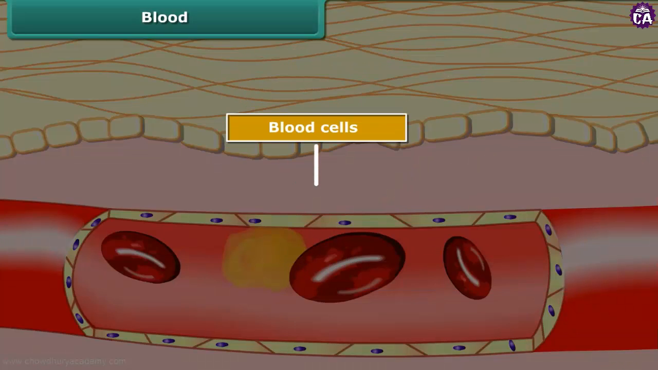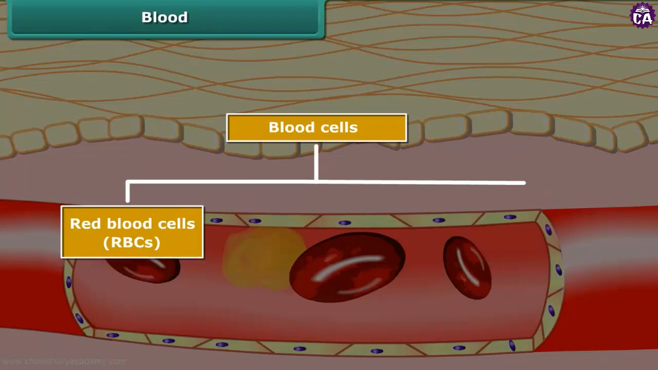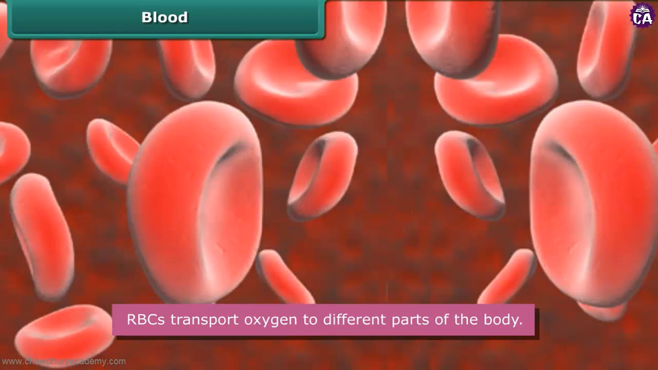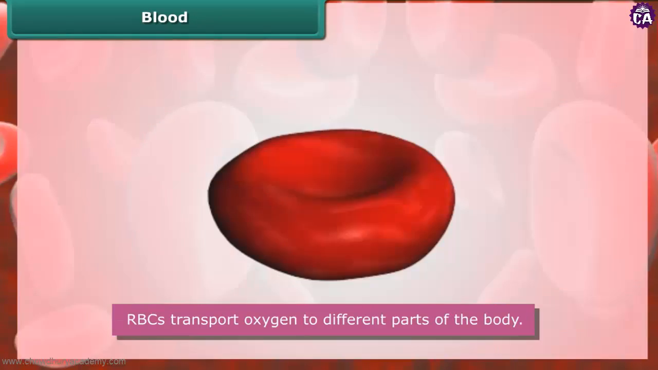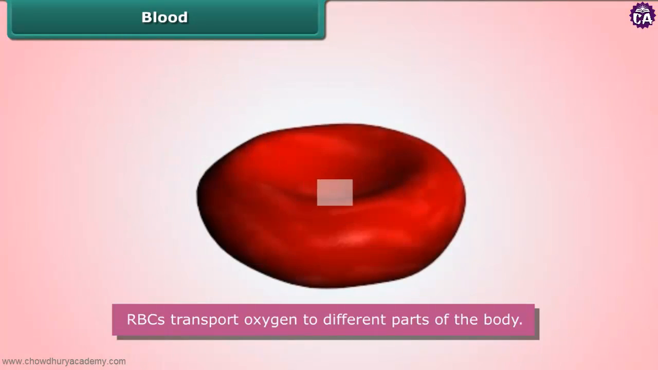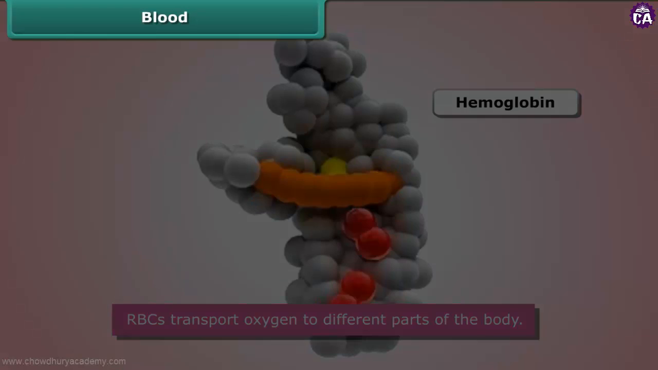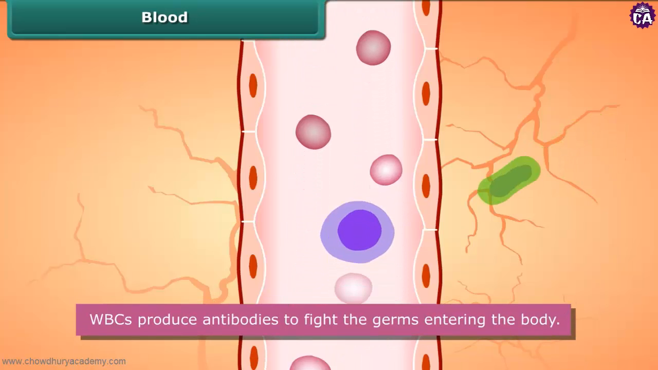There are 3 types of blood cells: red blood cells, RBCs, white blood cells, WBCs, and platelets. RBCs are also known as erythrocytes. They are disc-shaped. They contain a protein called haemoglobin, which is rich in iron and gives the blood its red color. Haemoglobin transports oxygen to different parts of the body.